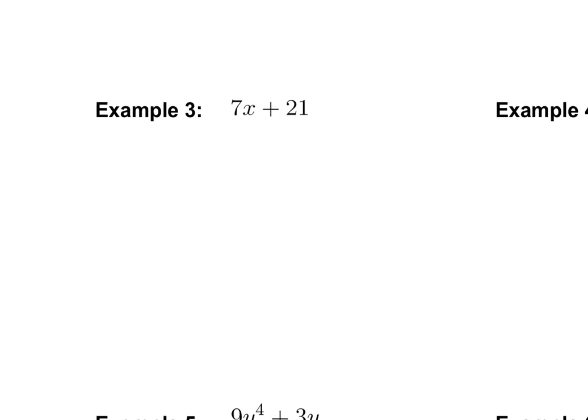All right, example 3. We are finding the greatest common factor for 7x plus 21. Out of both of those, I know I can divide a 7 out of it. I don't have a variable in both of my terms, so I can only factor out a 7. So I'm going to bring that greatest common factor to the front of the parenthesis. 7x divided by 7, I'm left with just an x. And then 21 divided by 7, I'm left with 3.